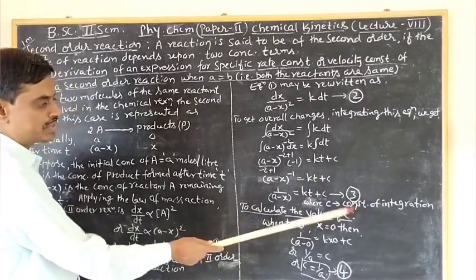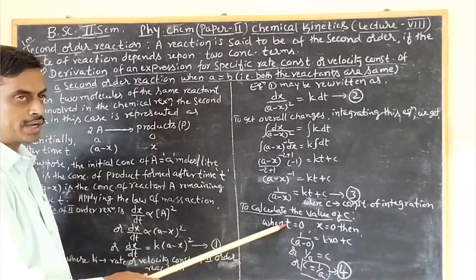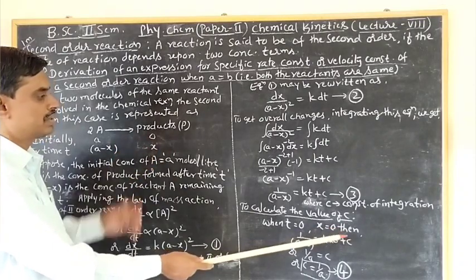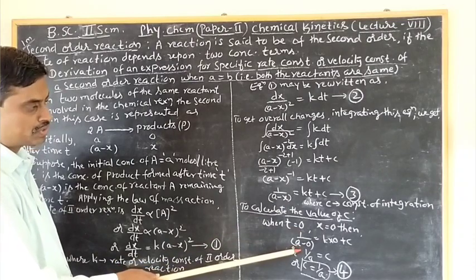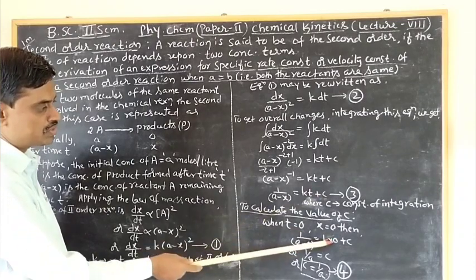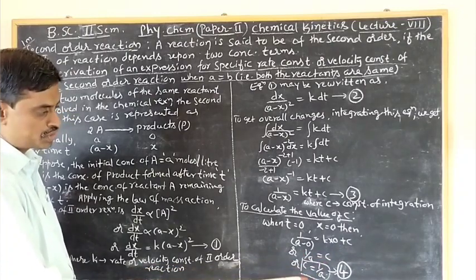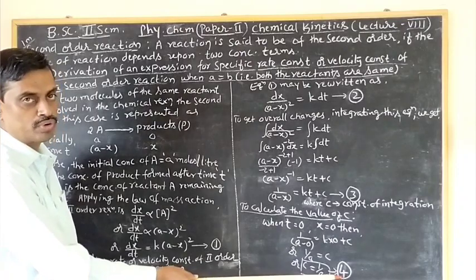We have to calculate the value of this c. So to calculate the value of c, when time t is equal to 0, x is equal to 0, there is no formation of products here. So 1 by (a minus x) is equal to 1 by a here. So k into time t, which is 0, plus c. So this is 1 by a is equal to c, or c is equal to 1 by a. The constant of integration value is 1 by a. This is equation number 4.